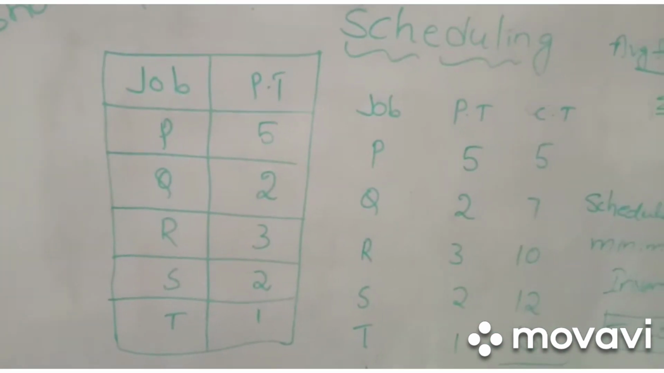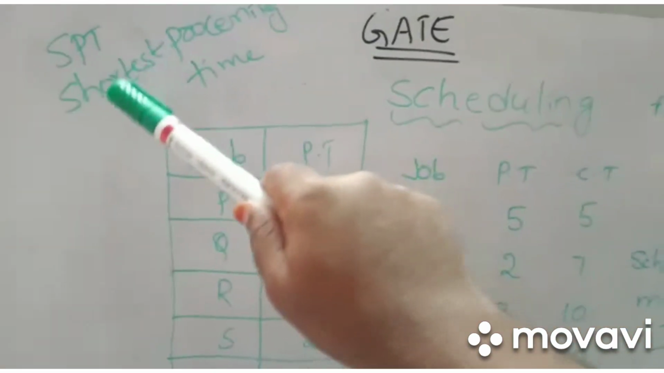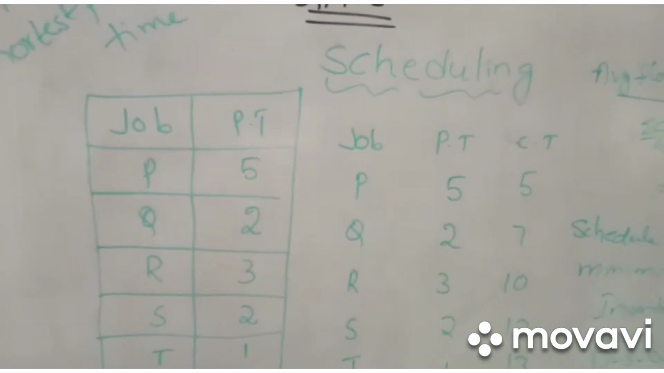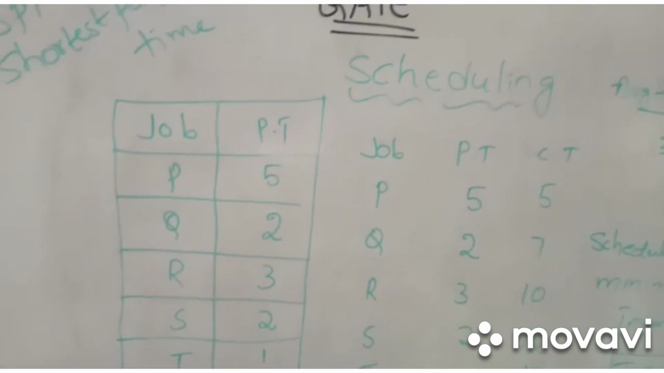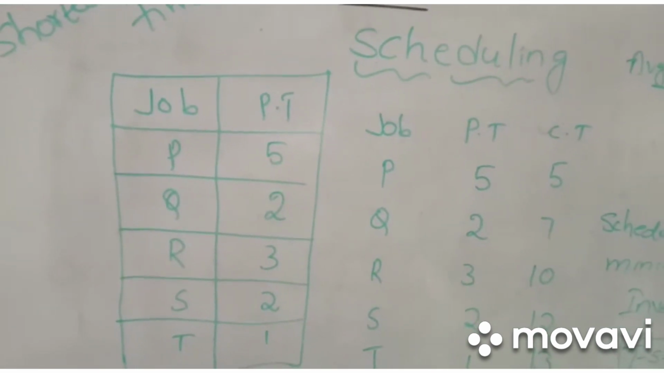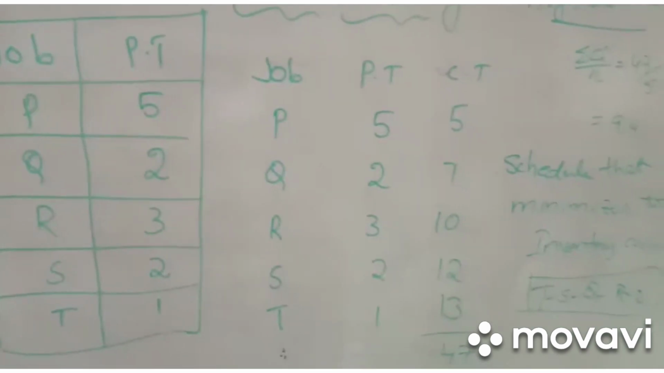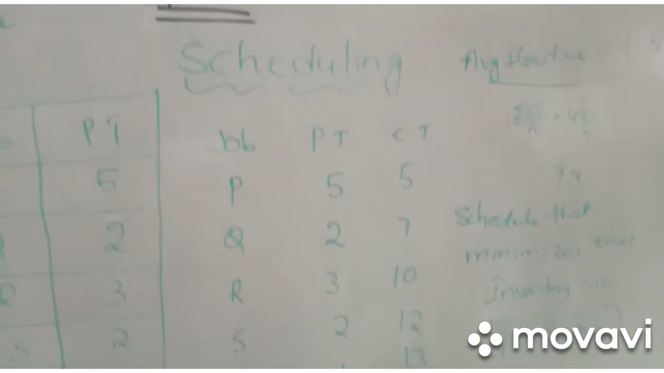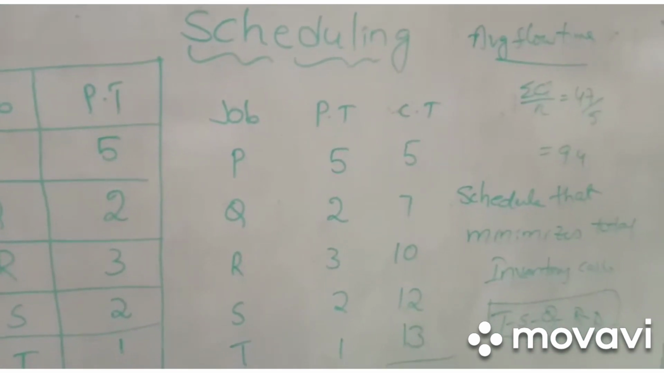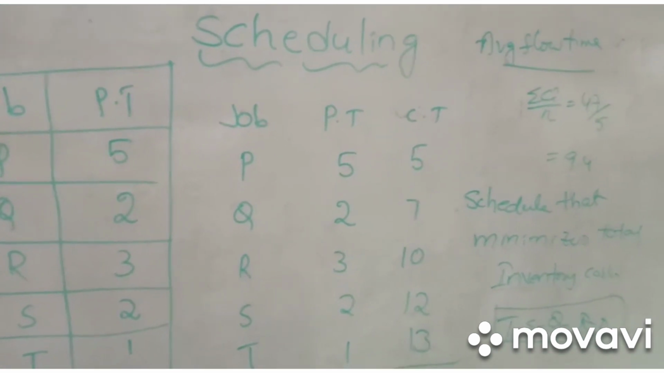There are 2 types of rules especially for solving scheduling problems. One rule is shortest processing time, and the other is the earliest due date formula. Based on these 2 rules, you are supposed to solve your problem in case of scheduling. Okay, so this is how you are supposed to solve scheduling problems. In the next class, we will try to solve the problem on earliest due date.